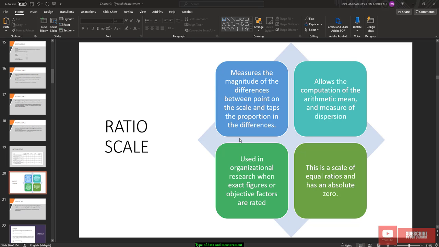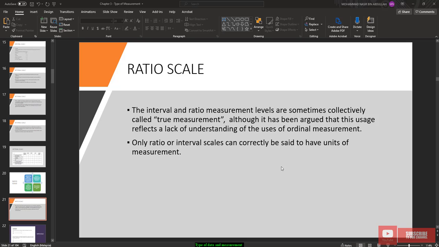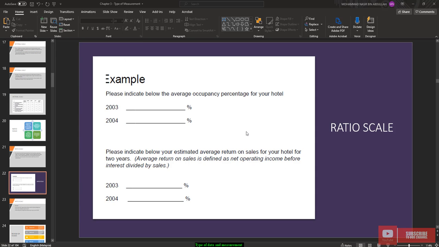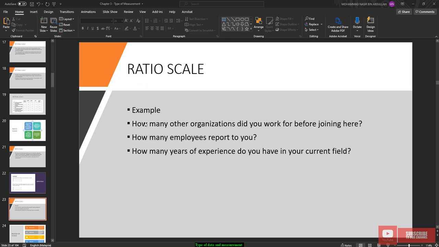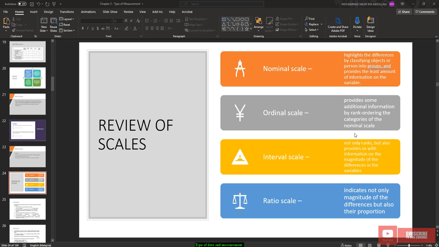So this is a scale of equal ratio and has an absolute zero. It means zero is giving a meaning. It means that if you say you don't have money, zero is no money, right? So this is an example of a ratio scale, right, in terms of percentage. Another example: how many other organizations did you work for before joining here? How many employees report to you? How many years of experience do you have in your current field? Right. So, a review of the scales, right?